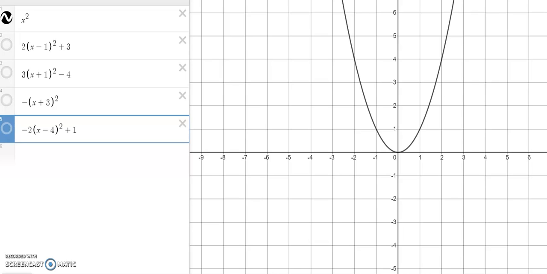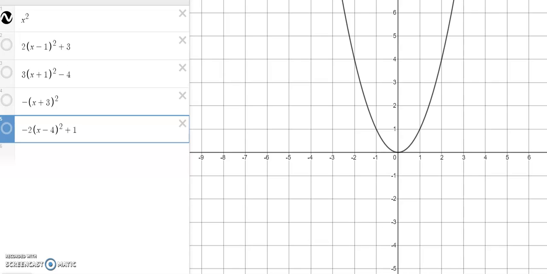Okay, in this video we're going to try to put it all together and use all the graphing transformations that we've learned. So we're starting with the graph of x squared. We've got that here in black. Let's see if we can predict what's going to happen for all these graphs as well. So I've got 2 times (x minus 1) squared plus 3.